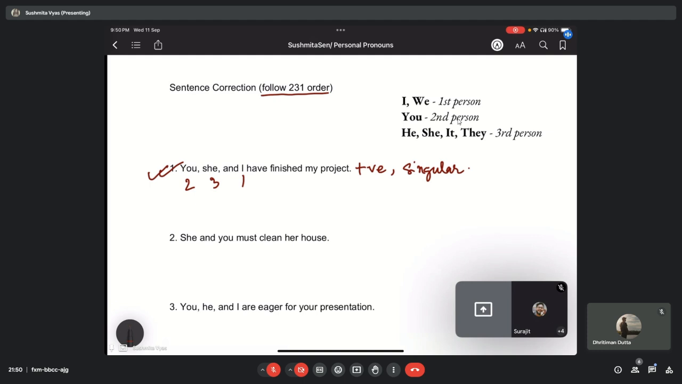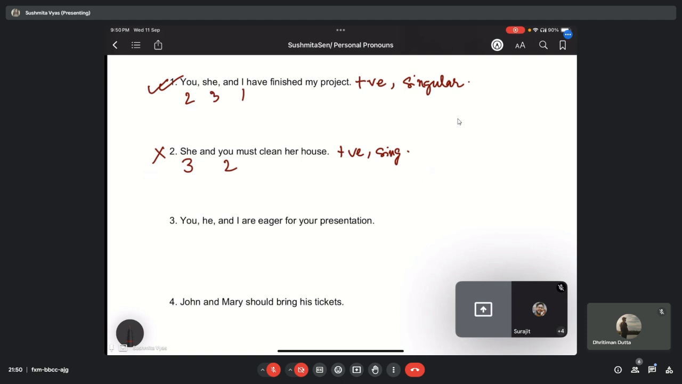She and you must clean her house. Is this correct? She is 3, you is 2. This is incorrect. This is a positive sentence, plus singular. Okay: you, he, and I are eager for your presentation. Is this correct? This is correct. Yes, you, he, and I. This is a positive sentence, singular.